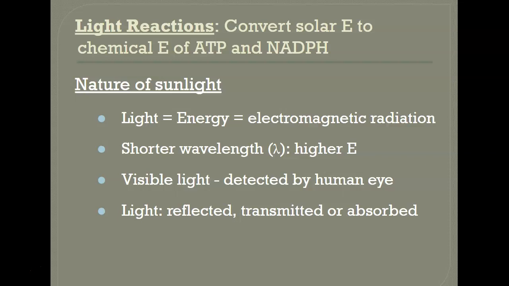Sunlight in and of itself, just as a quick backstory, is electromagnetic radiation. And the idea is that if there's a shorter wavelength, also a higher frequency, those are more high energy waves. Visible light is the part of the spectrum that we can actually see. Light itself can be reflected, transmitted, or absorbed. So the spectrum of light that's absorbed is what the plant would be using to fuel photosynthesis. And the light that's reflected and transmitted is what we would then see.